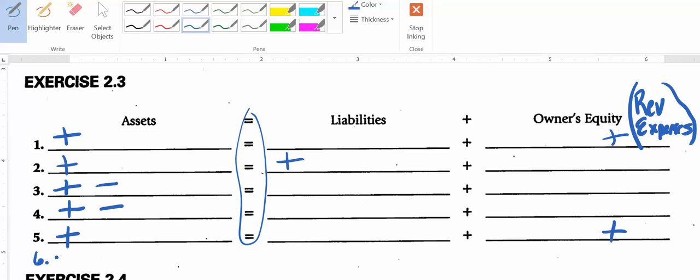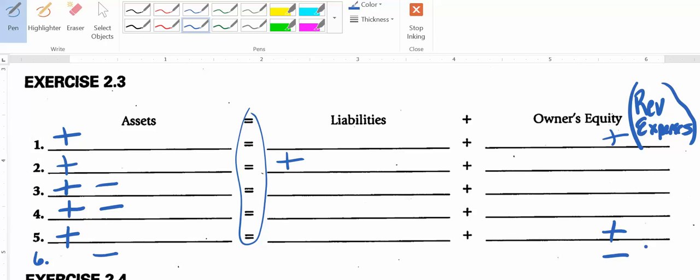So number 6 is paid $2,160 for utilities. So that would be taking away from our cash, which is an asset, and we would be decreasing our owner's equity because we're having an expense there.